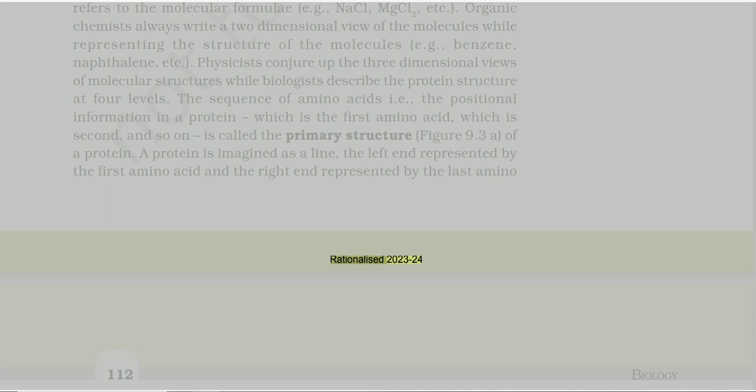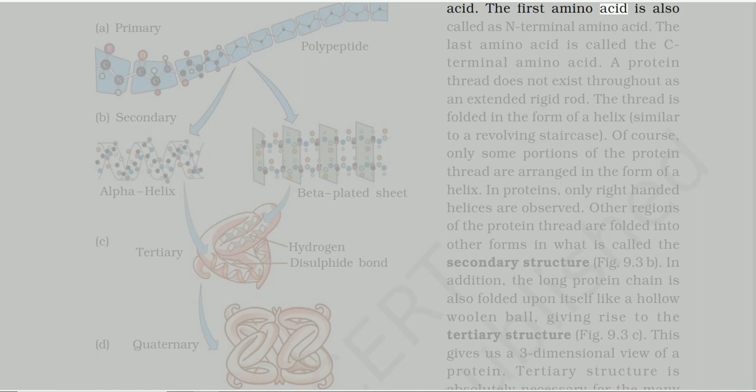acid. The first amino acid is also called the N-terminal amino acid. The last amino acid is called the C-terminal amino acid. A protein thread does not exist throughout as an extended rigid rod. The thread is folded in the form of a helix, similar to a revolving staircase. Of course, only some portions of the protein thread are arranged in the form of a helix. In proteins, only right-handed helices are observed.